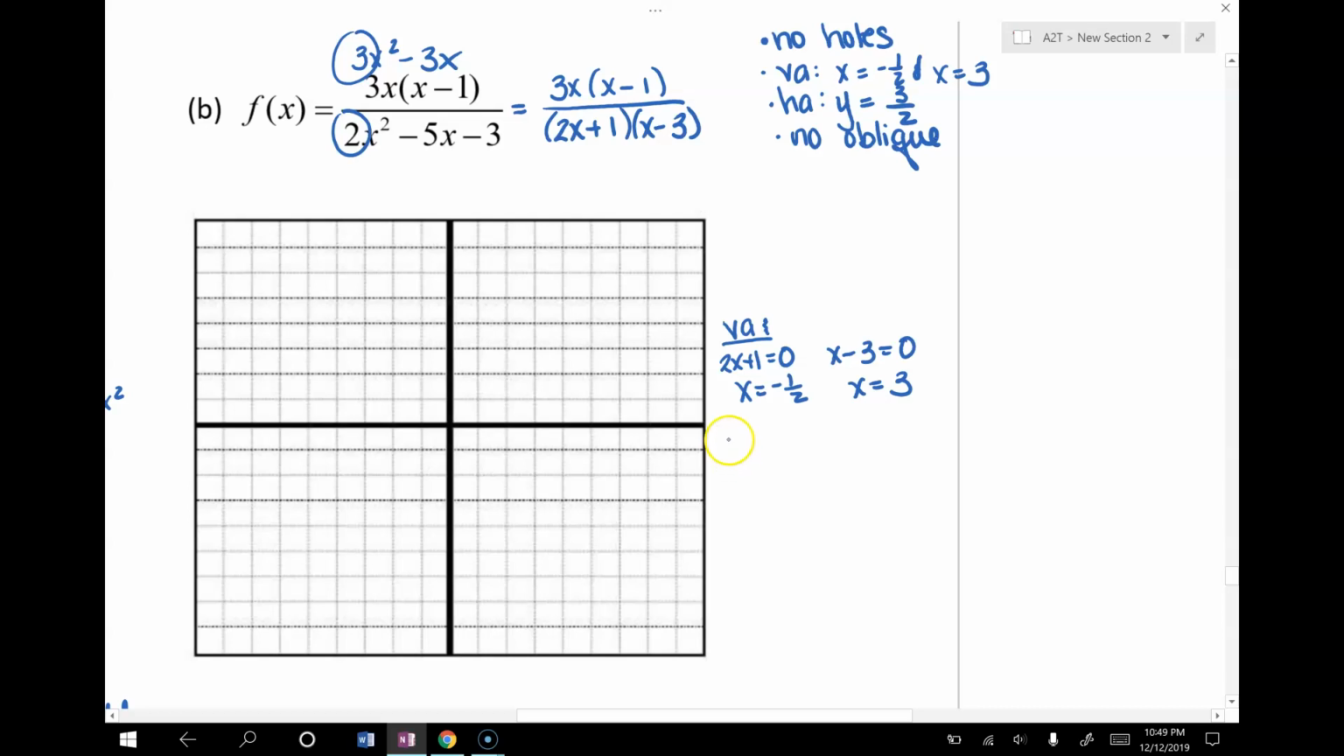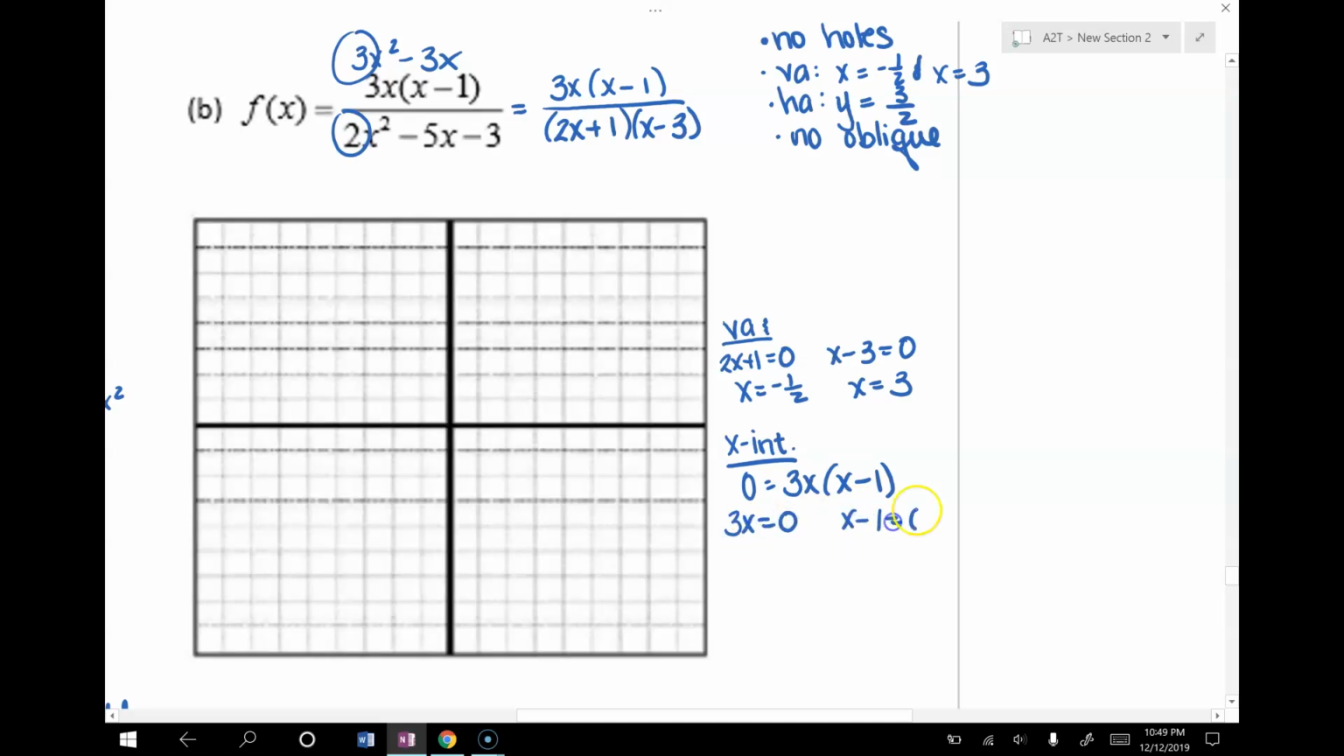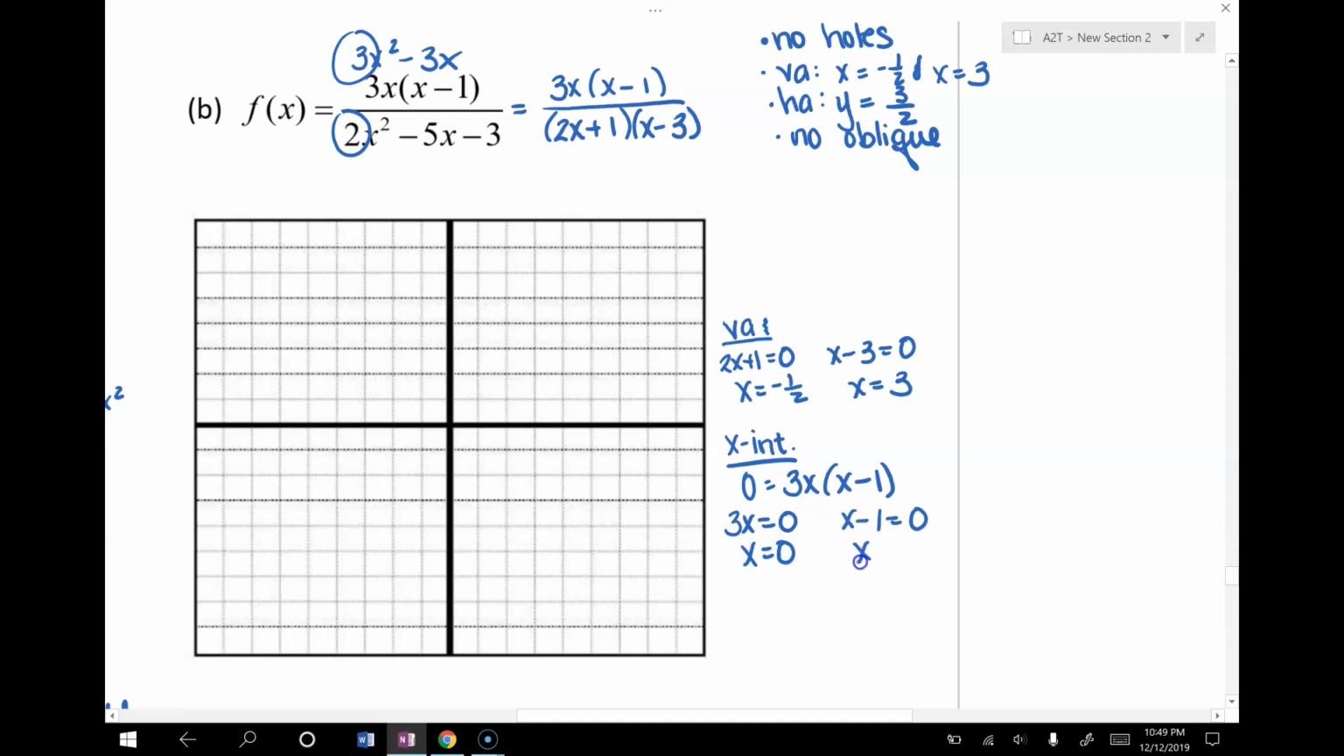Okay, next, our x-intercepts. We solve the numerator. So I'm going to say that 3x times x minus 1 is equal to 0. So 3x is equal to 0, as is x minus 1. Remember, if I set this rational equation equal to 0, then I have to multiply both sides by the denominator to get rid of it. It goes away. 0 times anything is going to eliminate it, so that's why we solve the numerator. So x is 0 and x is 1. We have 2 x-intercepts. How exciting! Oh, so fascinating. I know, you guys are super loving this.